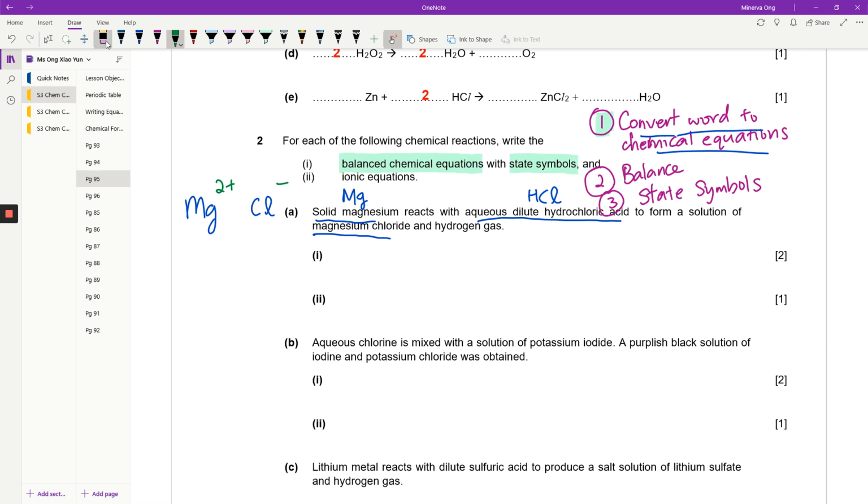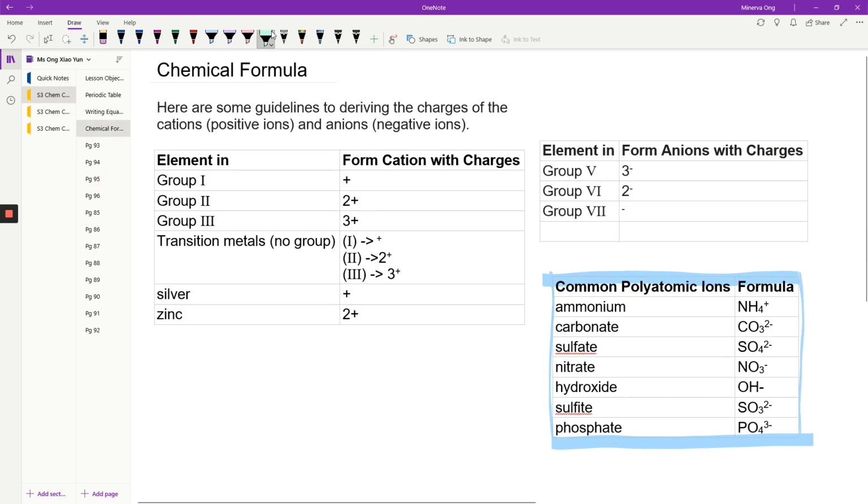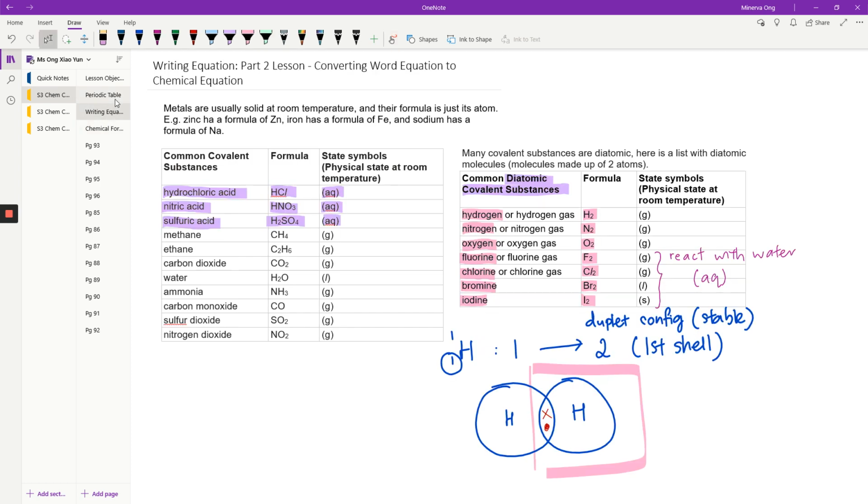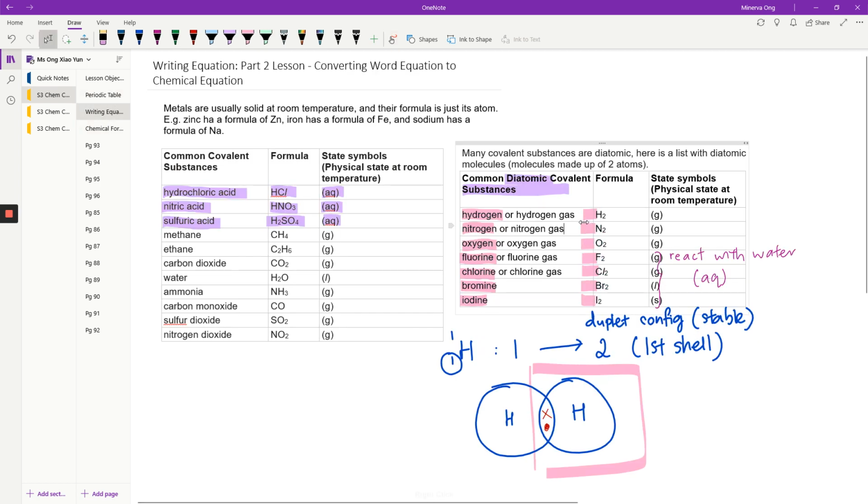So let's erase off the plus and minus because this means that they are able to attract and form ionic compounds. So we move down these numbers. There's no number here to move down. So this gives me the formula of MgCl2. So the formula of magnesium chloride is here. Hydrogen gas is H2. Again, look at here. Hydrogen is H2.